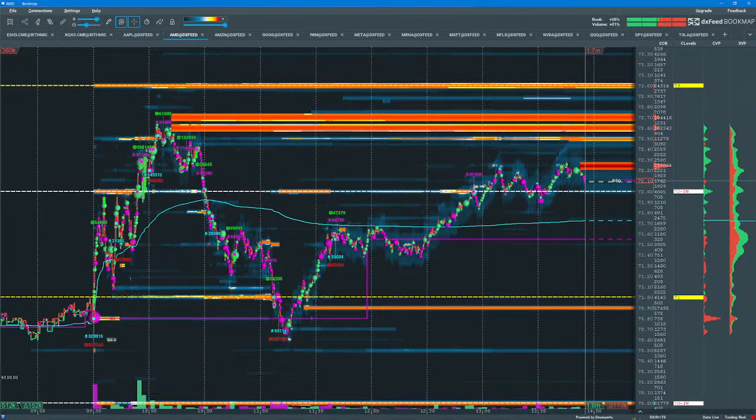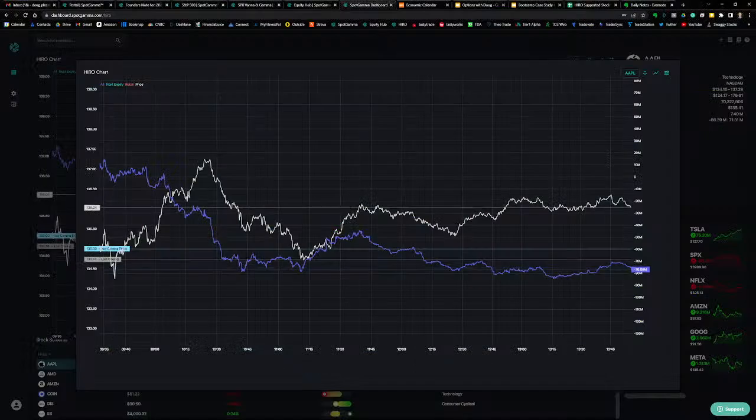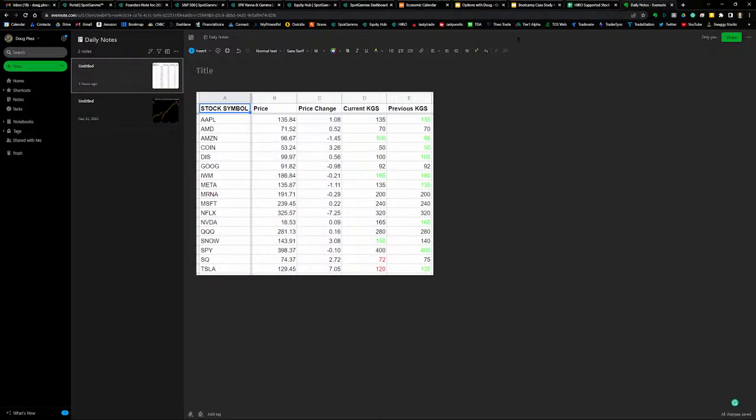One thing I meant to show. Let's take a look at, this is my key gamma strike list. And what I do is I track the key gamma strike every day. I track the current day and the previous day. And then I color code these. Green indicates that the key gamma strike increased from the previous day, and red indicates that it has decreased from the previous day, and not providing a lot of information here.